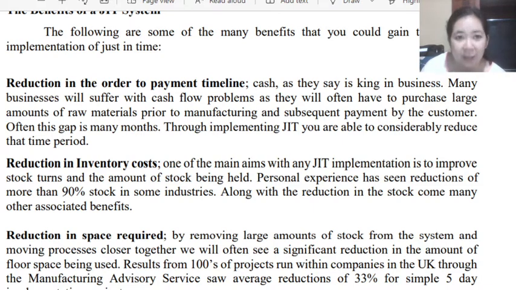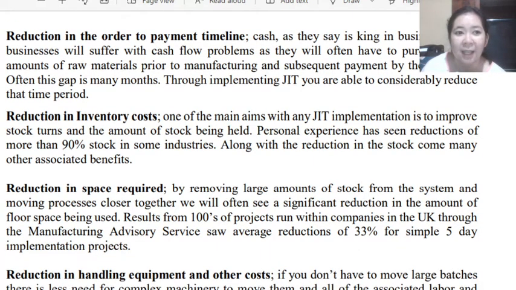Another benefit of the just-in-time system is it will reduce inventory cost. One of the main aims of JIT implementation, of course, is to improve stock turns and the amount of stock being held. Okay, personal experience has seen reductions of more than 90% stock in some industries. So that's how efficient the just-in-time system is. Along with the reduction in the stock come many other associated benefits as well.